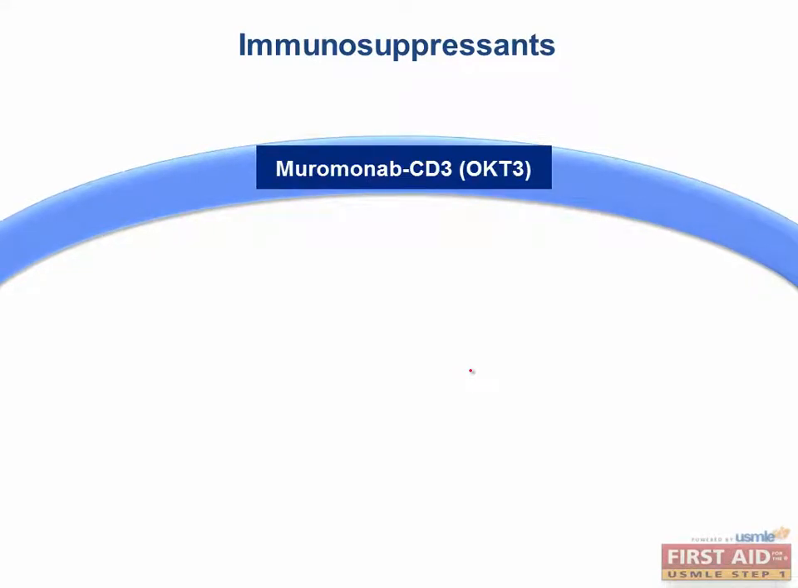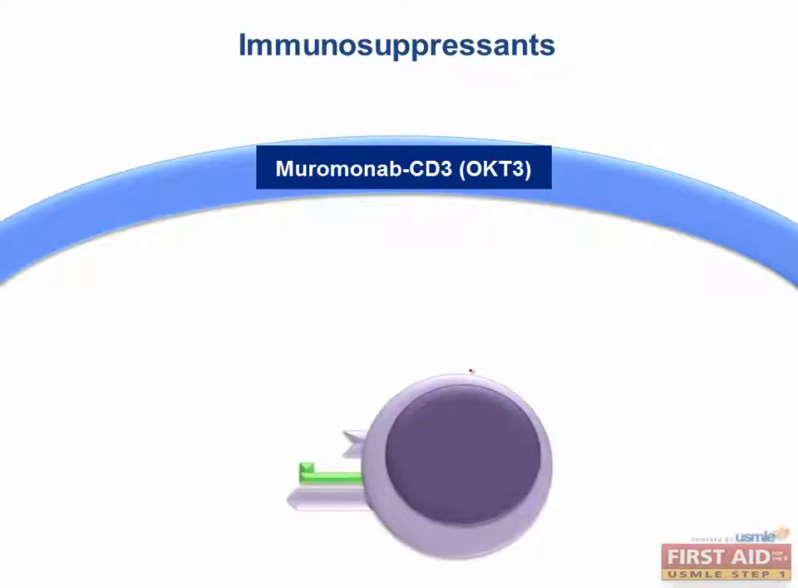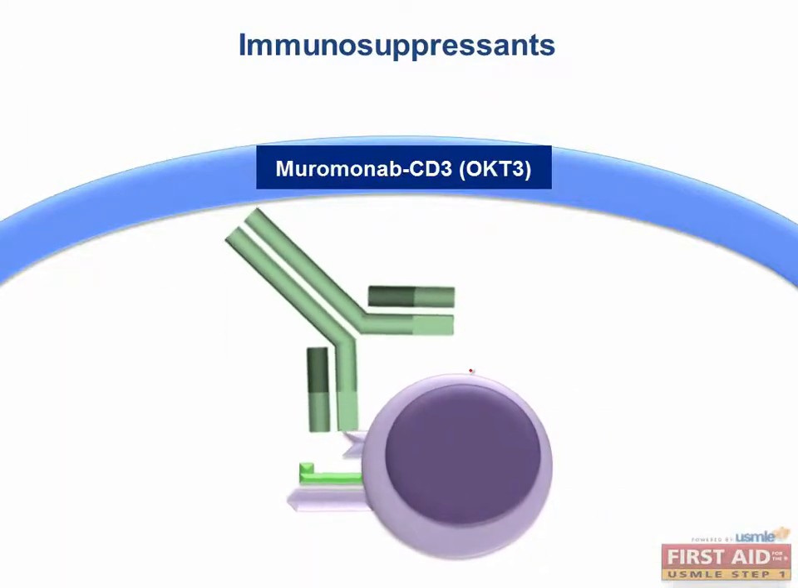Next one is muromonab CD3 or OKT3. It's a really fancy term for just an antibody that directly binds to T cells. So if you think of T cells, they have the receptor CD3, correct? It's another name for T cell receptor. So that's where this thing gets its name, it's basically binding to CD3, which is specific to T cells. So it inhibits T cells.